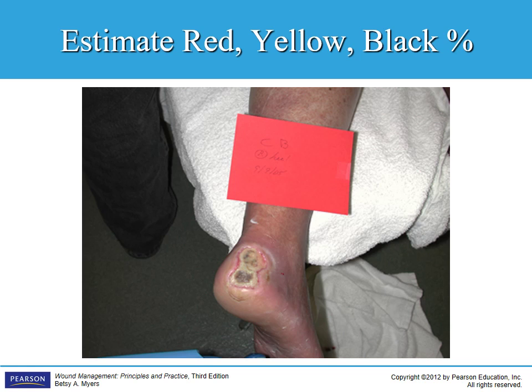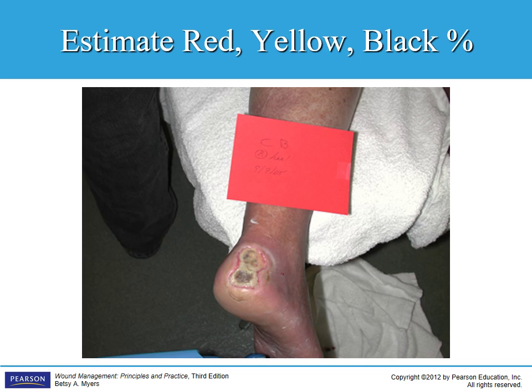Here's a picture of a red, yellow, black. So you can look at that and see some eschar. You can see a little bit of slough. And then on the very edges, you can see some of the granulation tissue. Okay, so just look at this and estimate the percentage of red, yellow, and black.